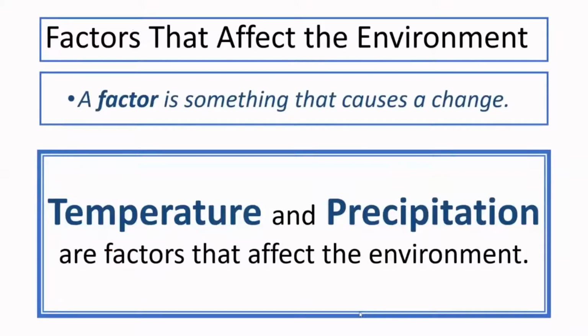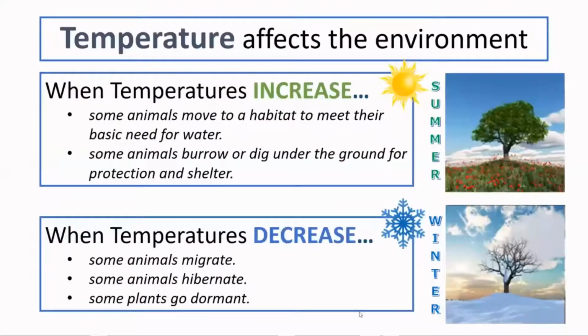Temperature and precipitation are factors that affect the environment. A factor is something that causes a change. When the temperatures change, they might increase or decrease. Summertime, our temperatures increase and feel warmer. Some animals may move to habitat where they might be able to better meet their need for water or food. And some animals may burrow or dig under the ground for protection and shelter from the heat.